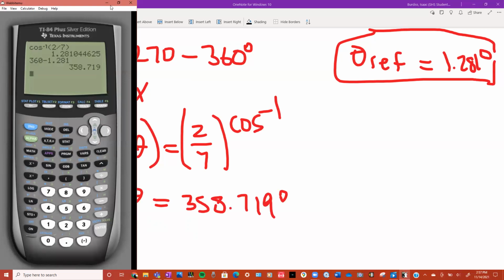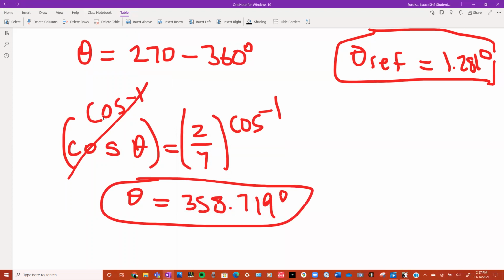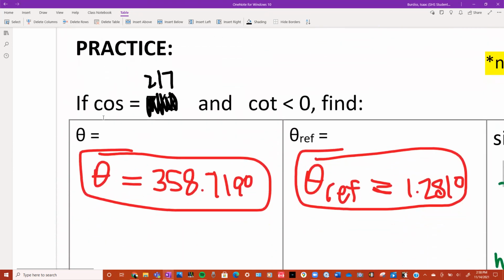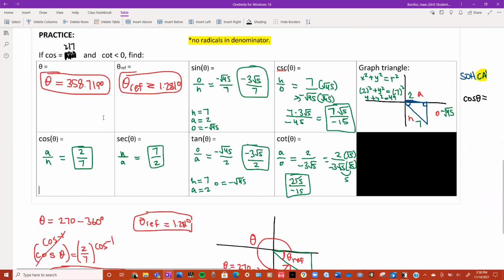All right, let me write it up here. Hang on a second. And remember, why we know that it had to be between 270 and 360 degrees is because it's in the fourth quadrant. All right, so I wrote it in there, and we see we have everything. And this is what our work looks like.